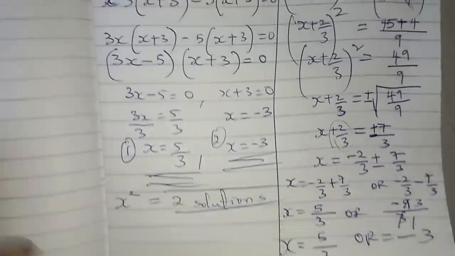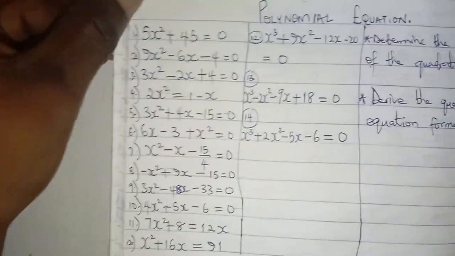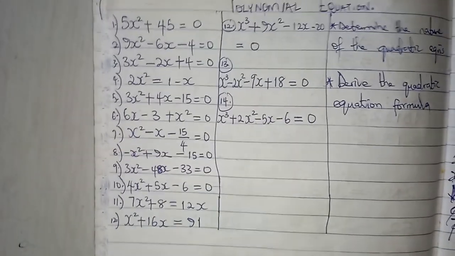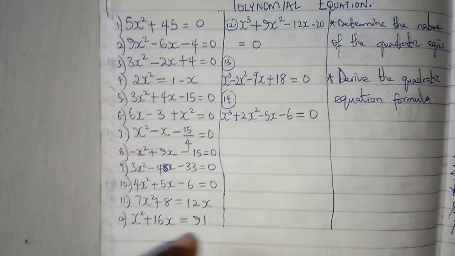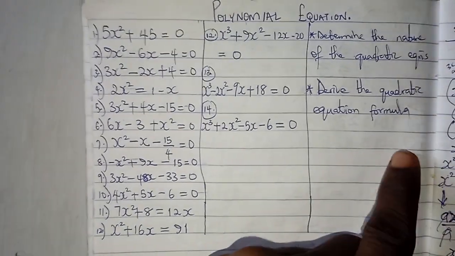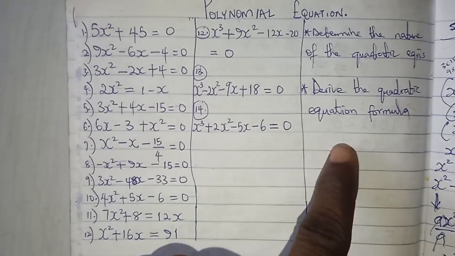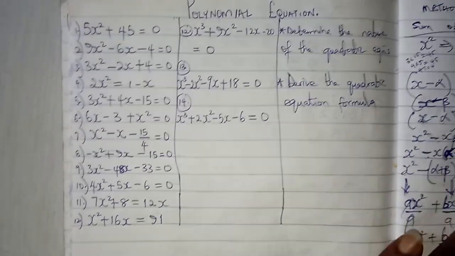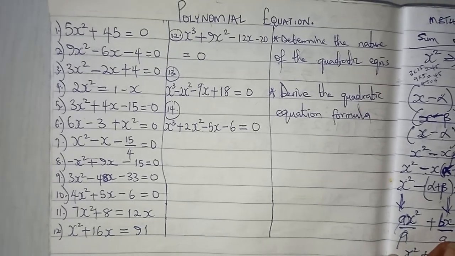And I remember I told you to always use the completing the square method. So this is your assignment, everything here. In our next class, we will look at how to determine the nature of a quadratic equation. We've done deriving the equation. So today's class is just on completing the square and factorization method. Thank you.